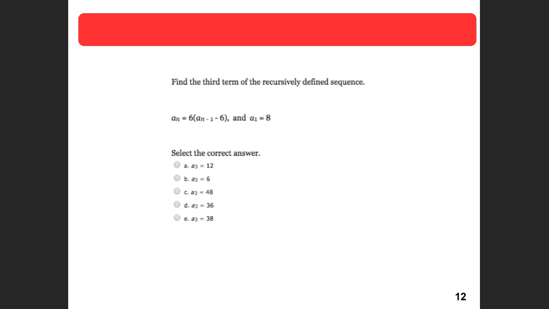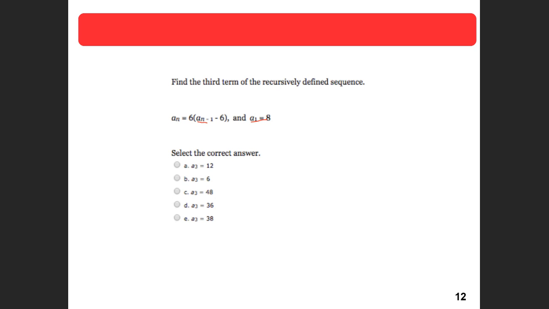Now this is a recursive formula. Why do I know it's a recursive formula? It gives me the first term. It also has that a sub n minus 1 in there. All right. So it says find the third term of the recursively defined sequence.